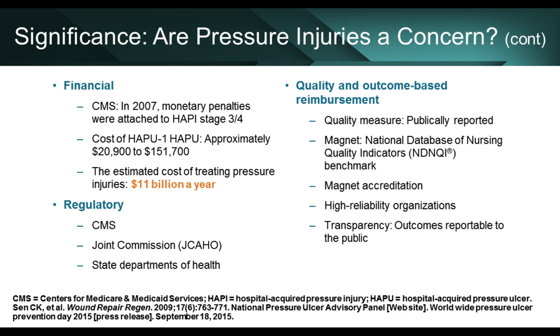NDNQI, which is the National Database of Nursing Quality Indicators, identified pressure injuries as a nurse-sensitive quality indicator, meaning these are those quality measures that should improve if there's a greater quantity or quality of nursing care. We're going to talk about that a little bit later. Magnet accreditation, high reliability organizations, and transparency, meaning outcomes are reportable to the public. All of these lead us to understand that pressure injuries are very significant and are a concern.